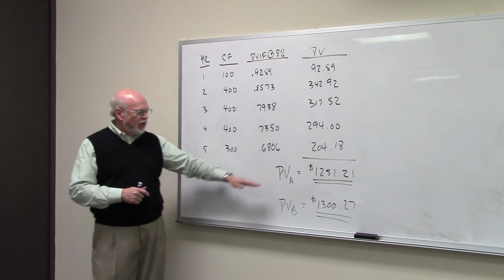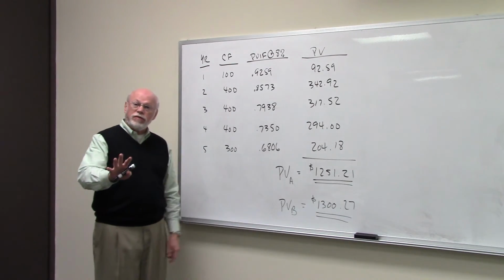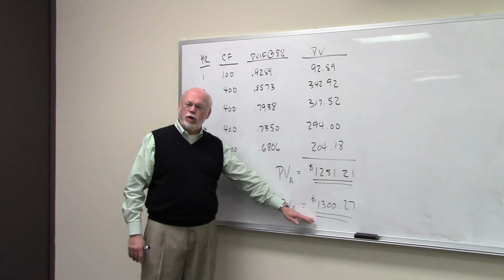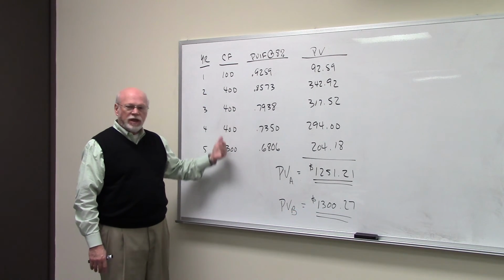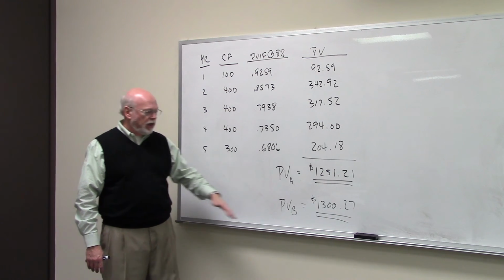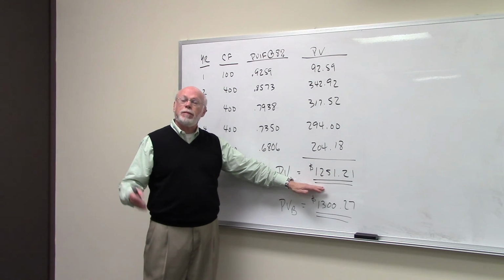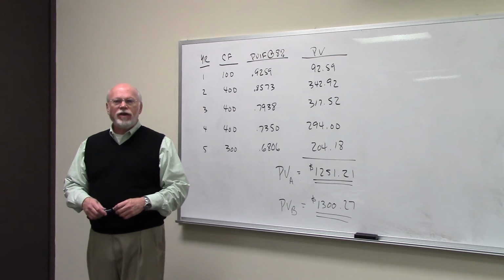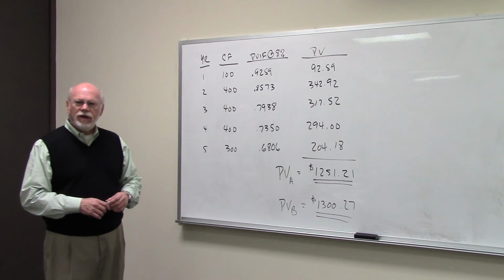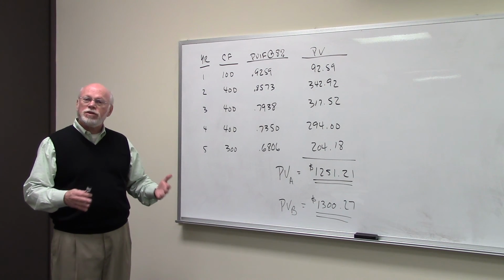So if these two cash flows, A and B, were revenues, then we'd want cash flow B because it's worth more. If these cash flows were expenses, then we want A because it costs less. This is an example of how you value lump sum cash flows using present value.